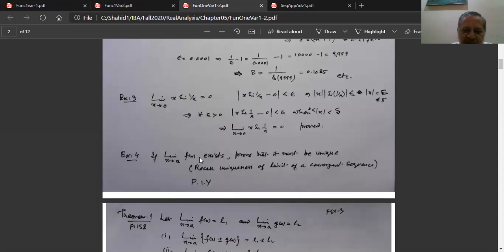Now, if the limit exists, we can prove that it must be unique. We cannot have multiple limits of a function at a given point.